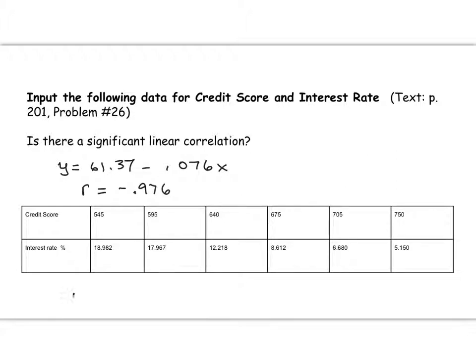So if you look, I have a sample size of 6, and I'm going to look up that value in the table. I see that it is 0.811, which is less than the absolute value of 0.976. So yes, we do have a strong linear correlation, or a significant linear correlation, and it's a negative one.